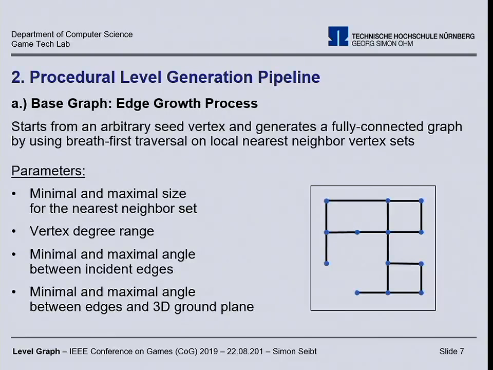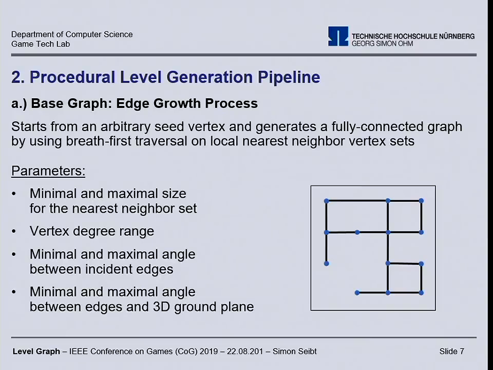Yeah, so after the nodes have been generated, we can now construct the edges. The construction is based on the grow process, which starts from an imperative seed vertex and generates a fully connected graph by using a graph-first traversal on local nearest neighbor vertex sets. So we determine new local nearest neighbor vertex sets for each currently selected vertex. And this generation process is ruled by the following parameters.